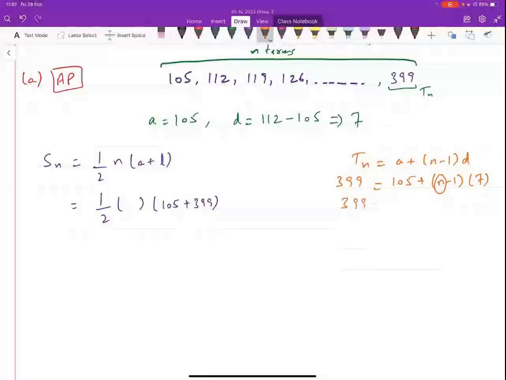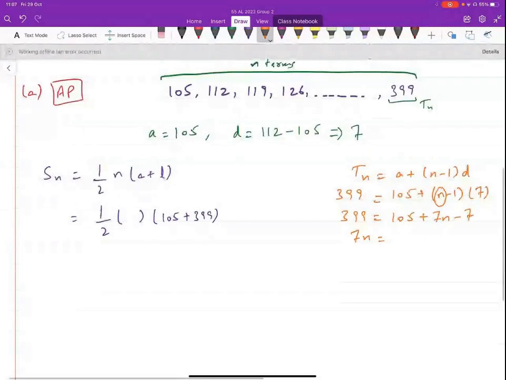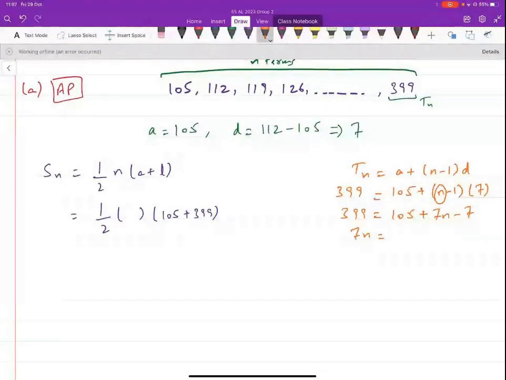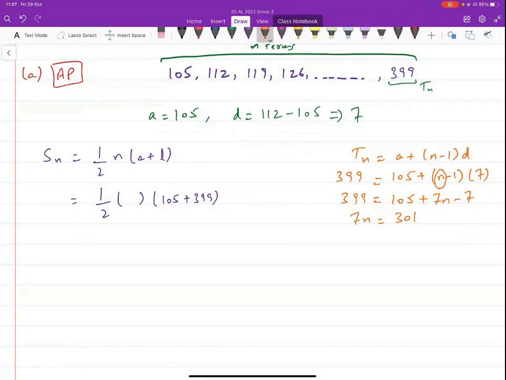It becomes 399 equals 105 plus 7n minus 7. You make n the subject here. You get 7n equals 399 minus 98. That is 301. Is that correct? So n की value पे क्या आ जाती है यहाँ से? It's going to be 43. Right? Is this correct? Yes. Right, so n की value 43 आ गई.